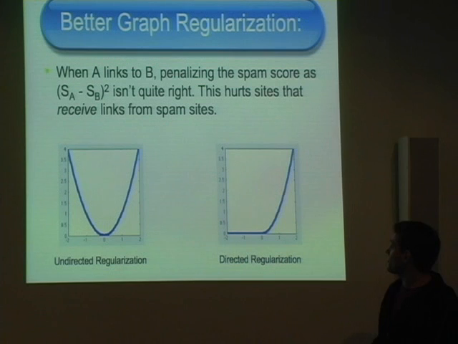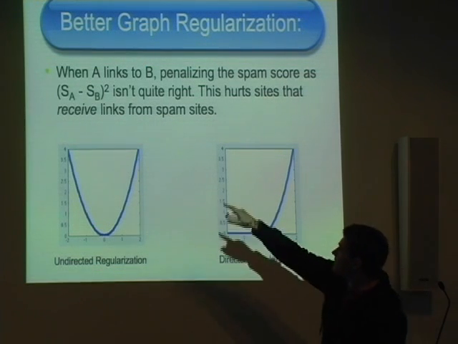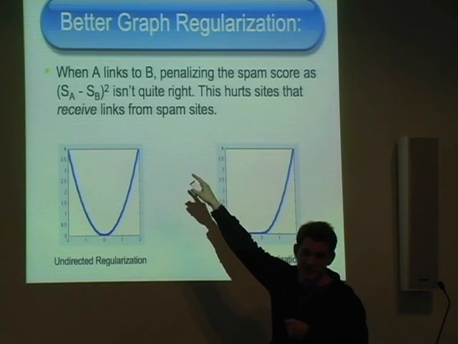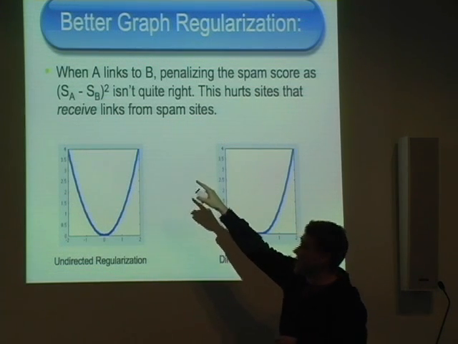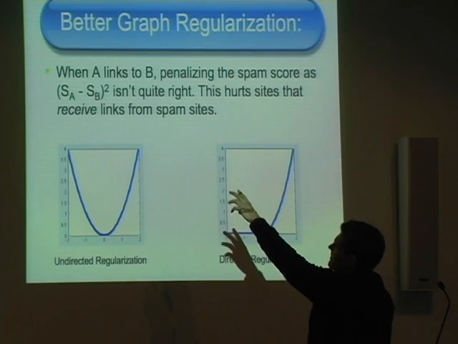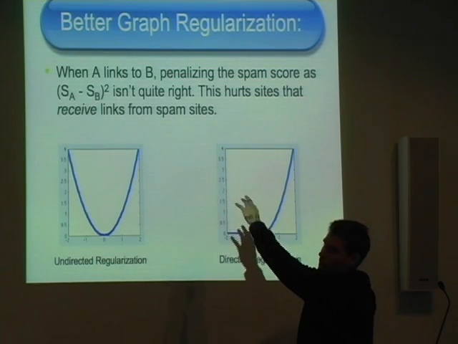So an alternative is directed regularization, where I do something which is kind of like a hinge squared, you can call it. If SA is the predicted spam value of node A and SB is the predicted spam value of node B, and A links to B, it's not going to be this thing squared, it's going to be the minimum of this thing and 0, squared.